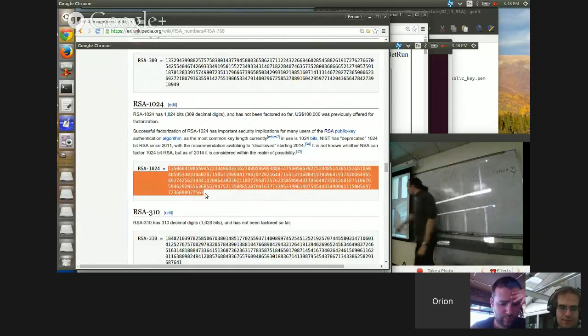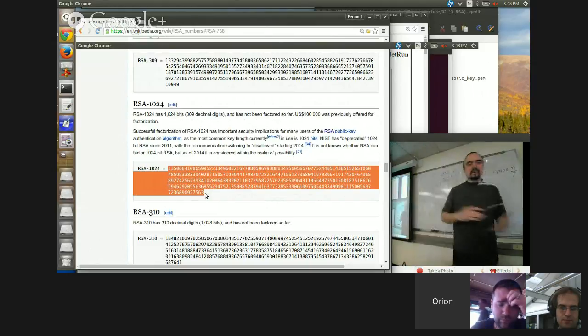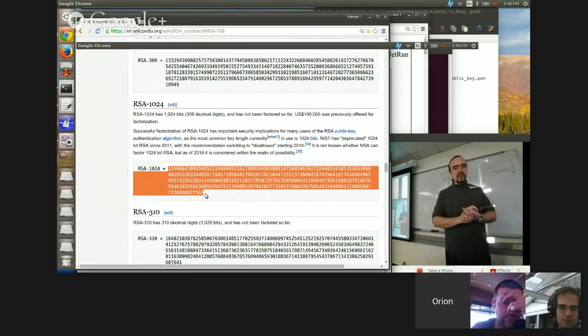It's getting to be within the realm of possibility to factor a 1,000-bit product, which means that, okay, we're probably pretty much okay. And if you care about security, 2,000 bits, and now we're uncertain.